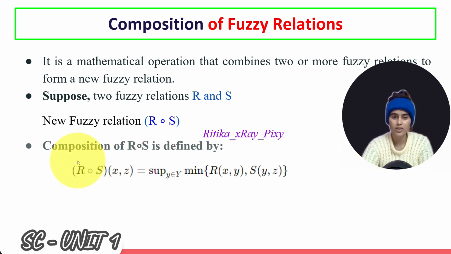Here you can see the mathematical form. R is a relation from set X to set Y, and S is another relation from set Y to set Z. Then the composition of these two relations is described by this. Max is the least upper bound, min is the minimum operation, x is an element from set X, y is an element from set Y, and z is an element from set Z.